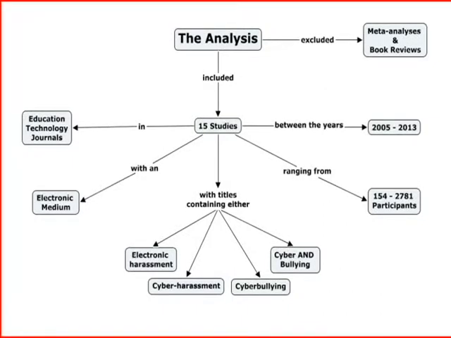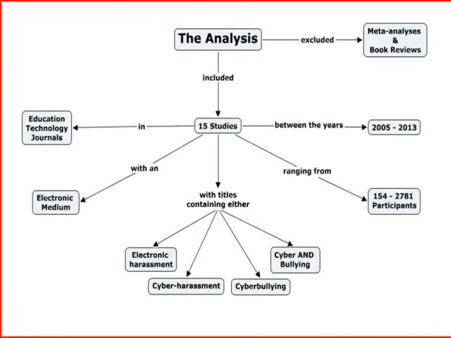The 15 sources that were the basis of this analysis were selected from peer-reviewed educational technology journals and all included an electronic medium. The analysis only included sources with the words cyberbullying, cyber and bullying, cyber harassment, or electronic harassment as part of the title. To figure as part of the analysis, the journal sources had to include research participants. This meant that meta-analysis and book reviews were excluded. The studies selected were published between 2005 and 2013.